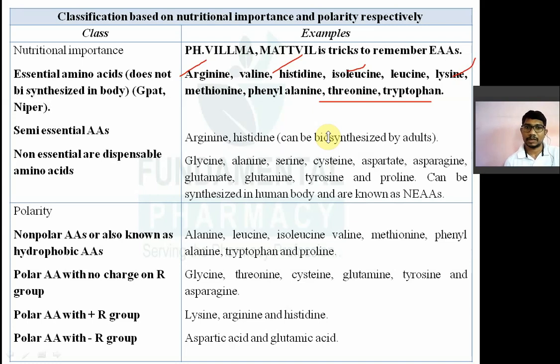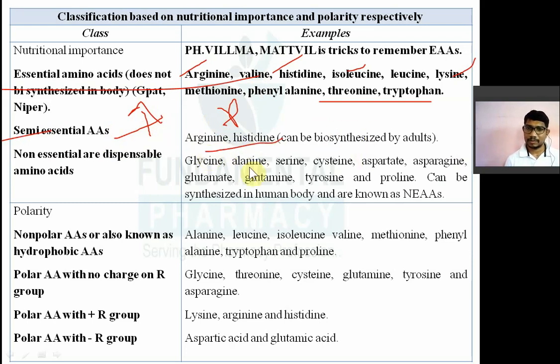Now semi-essential amino acids, they are known as semi-essential because they are also synthesized in the body if their precursor is available. If their precursor is available, they are synthesized in the body. So they are nothing but arginine, and they can be biosynthesized by the adult body, not in the children's. So that's why they are known as semi-essential amino acids. They can be biosynthesized in the body.